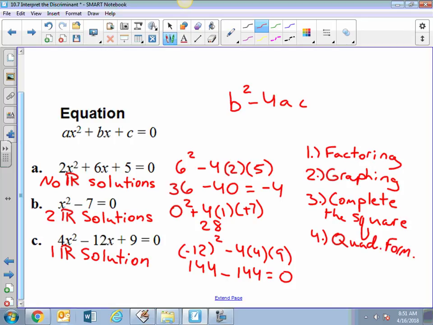Now quadratic formula, you're going to find out, we won't do that this year, but eventually if you have, let's say, no real solutions, you can still use the quadratic formula. You couldn't factor, you couldn't graph to find those solutions. You could use complete the square, but it's a little tougher. And then quadratic formula would be the one that you'd have to go to. You'll come up with imaginary solutions, which are not real solutions.